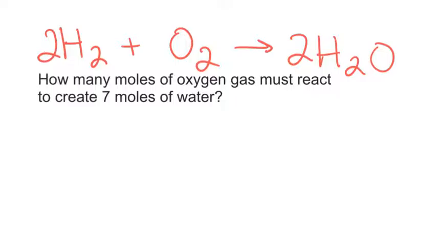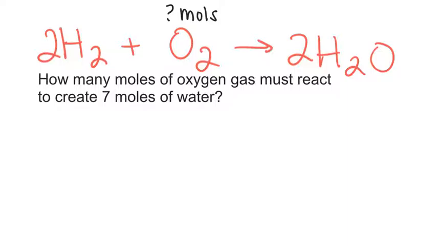The question asks us how many moles of oxygen gas must react to create 7 moles of water. So the first thing we do is on our equation at the top, we're going to mark it with what we're looking for and what we're given. So the question says how many moles of oxygen gas. So above O2, I'm going to put a question mark in moles. This reminds me that that's what I'm looking for, and the unit I should end with is moles.